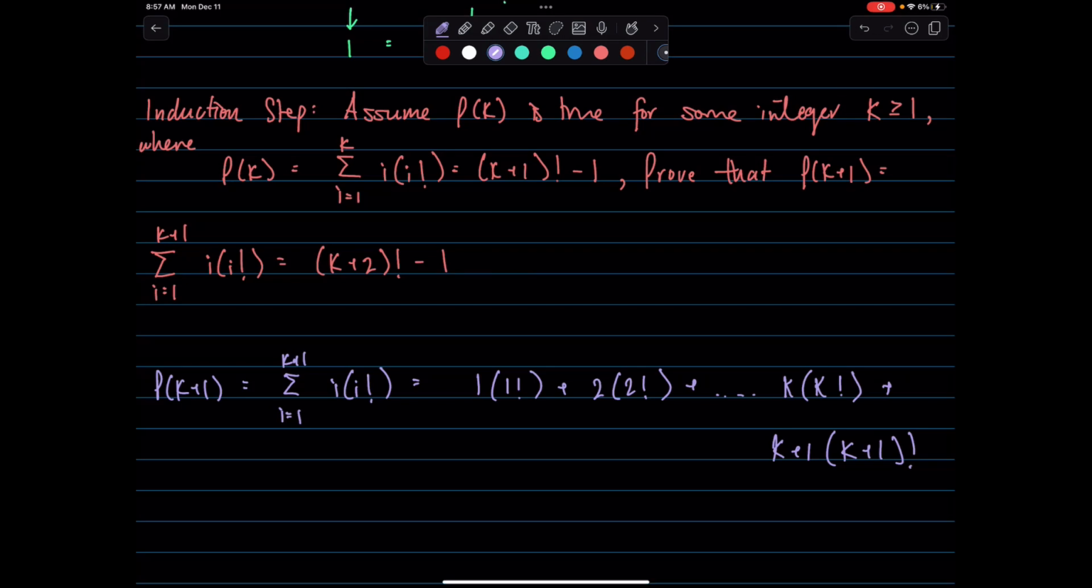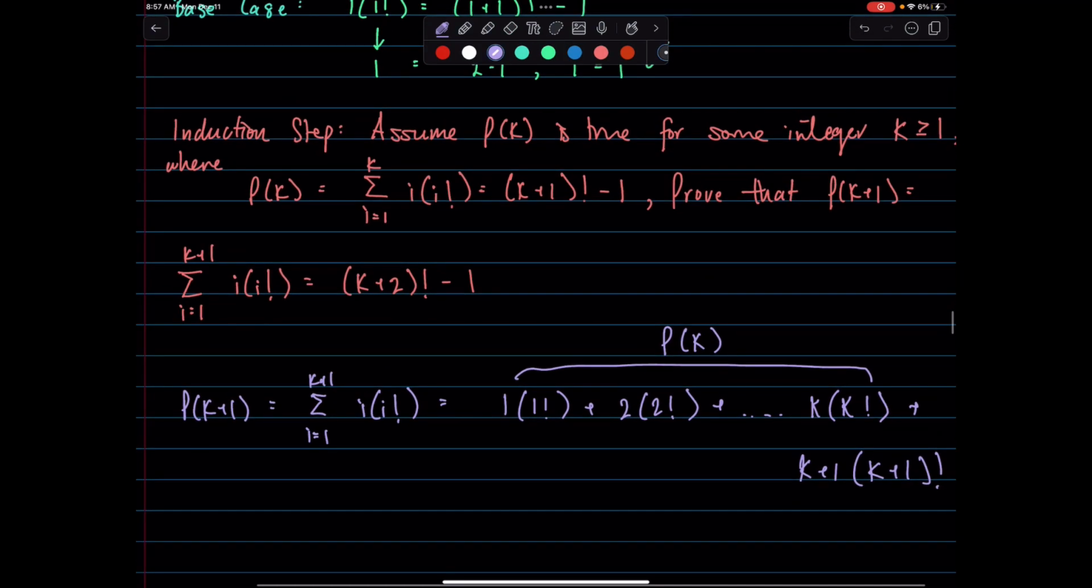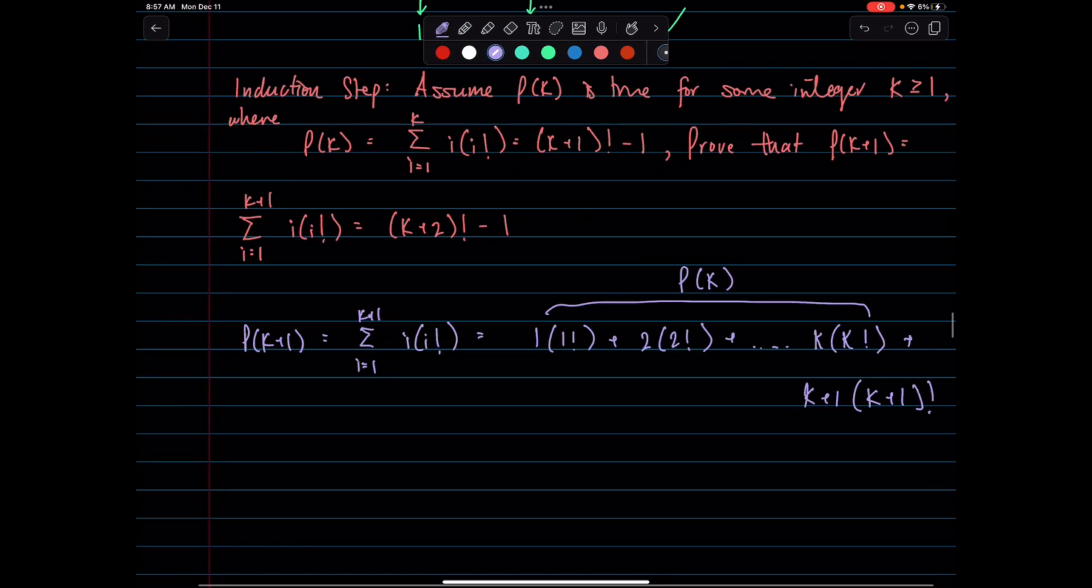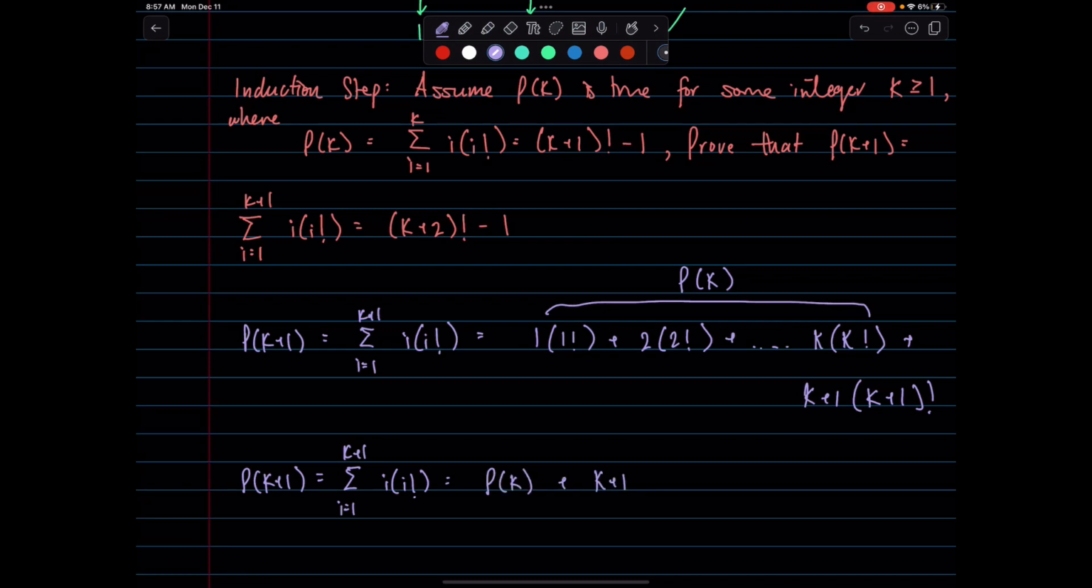And what is this? This is essentially pk. That's what pk is doing, a summation from 1 to k. So we can turn our pk plus 1 into pk plus k plus 1 times k plus 1 factorial.